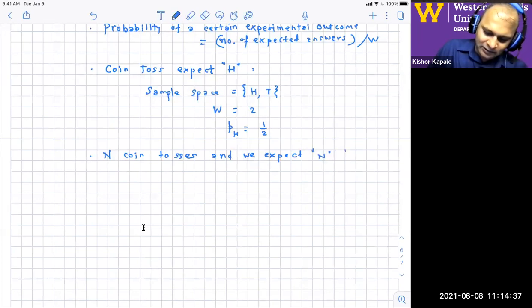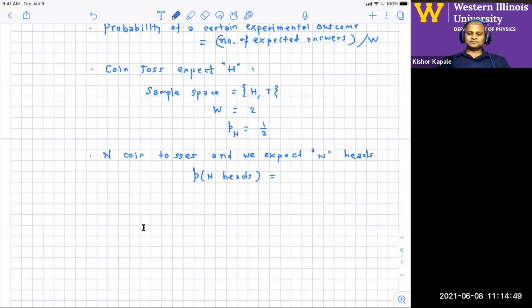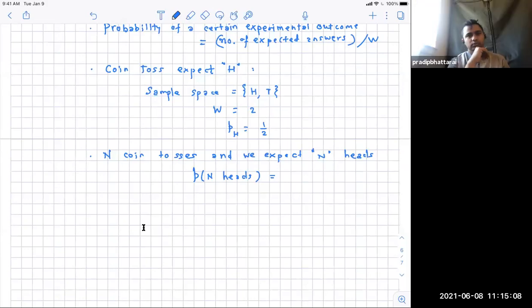N heads. What's the probability of getting n heads? Any thoughts? How would you write that? You can unmute yourself and quickly give me the answer. I think that one is 1/2. You think still 1/2?